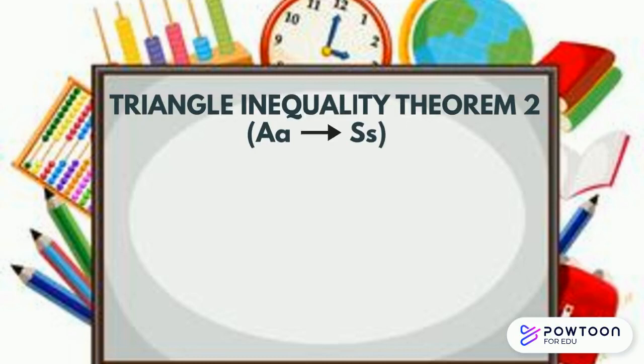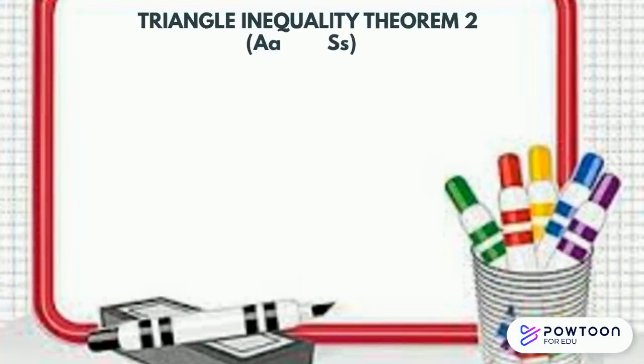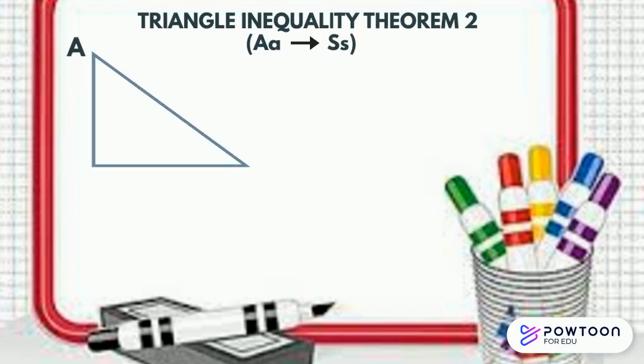Triangle inequality theorem number 2, which says, if one angle of a triangle is larger than the second angle, then the side opposite the first angle is longer than the side opposite the second angle. Let's apply triangle inequality theorem number 2. Let us say we have triangle ABC with the following tick marks.